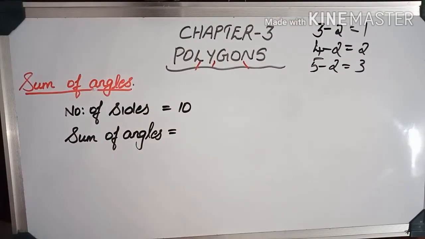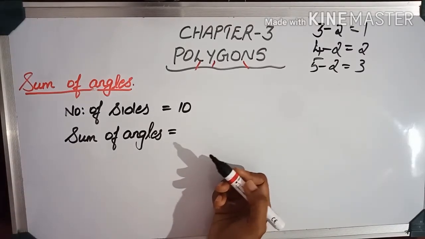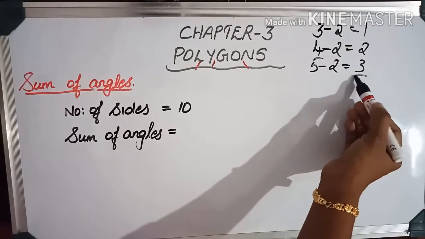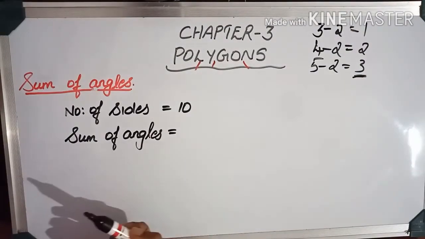Okay, then how can we find the sum of angles? The number of sides is 10, which means it is a 10 sided polygon. We have to find the sum of angles. How can we find it? As we did earlier, first we will find the number of triangles. How many triangles will be there inside the polygon, then times 180 we can do.